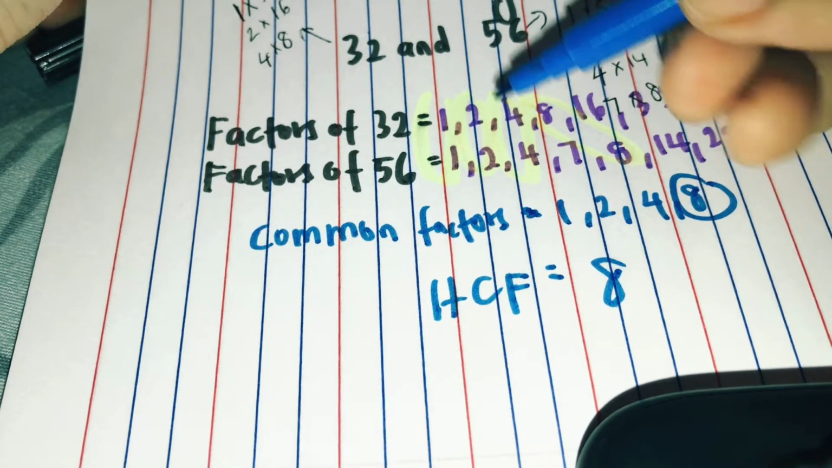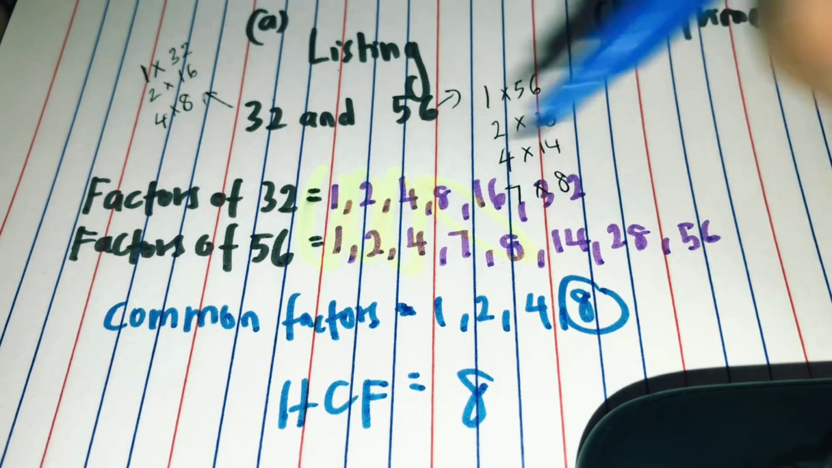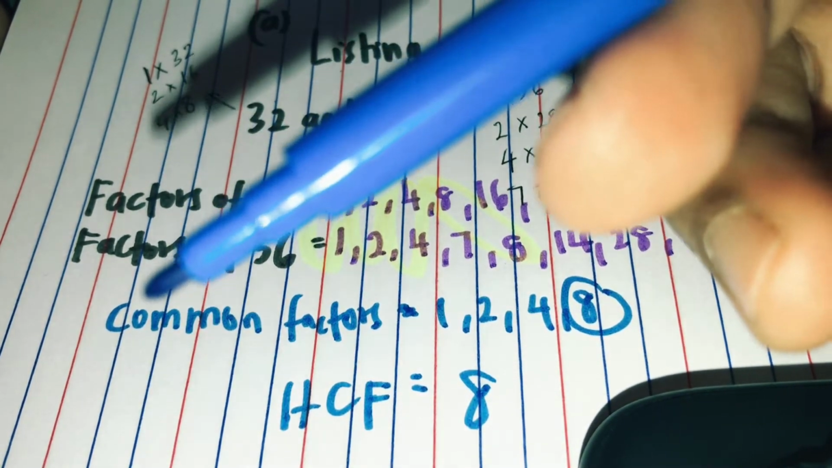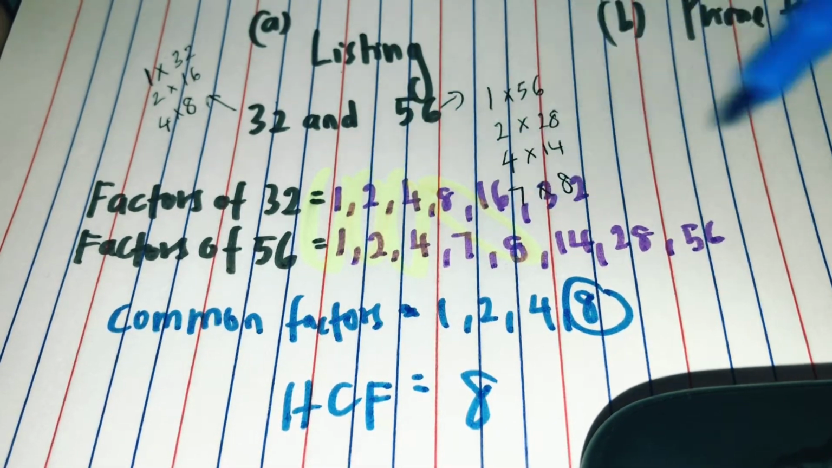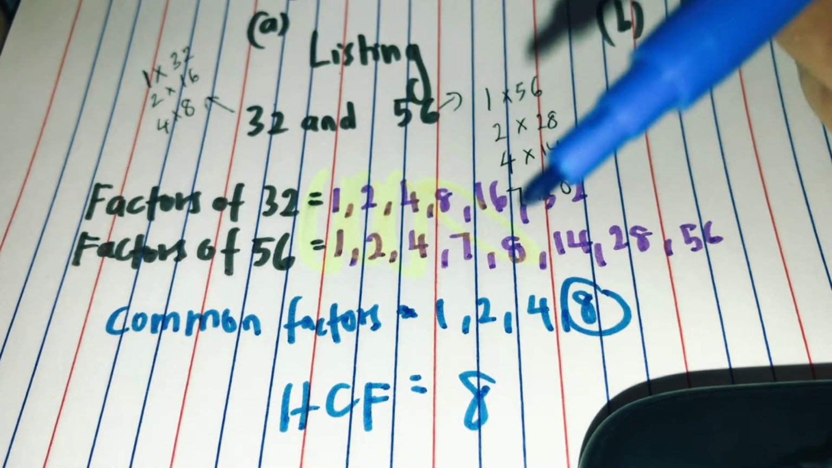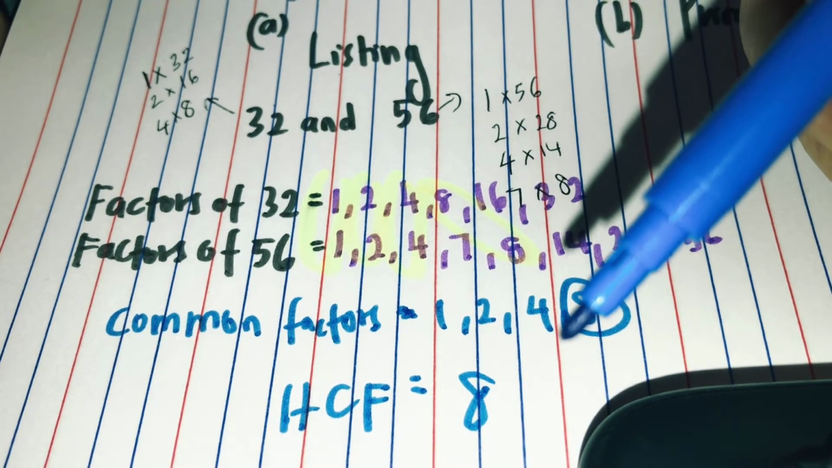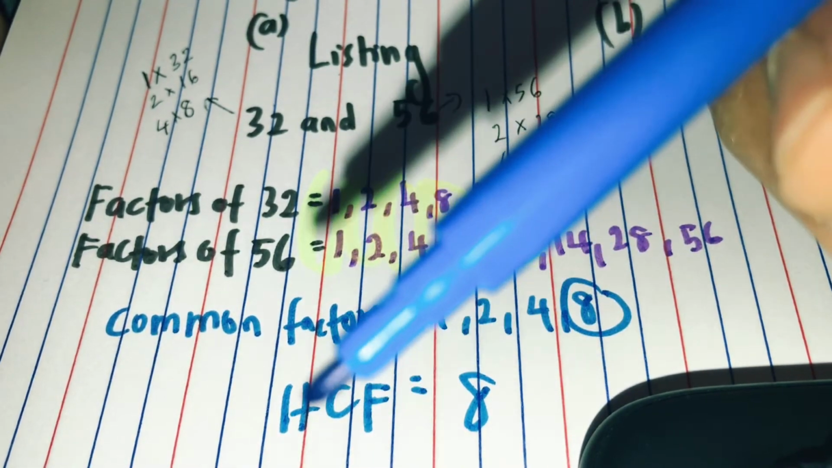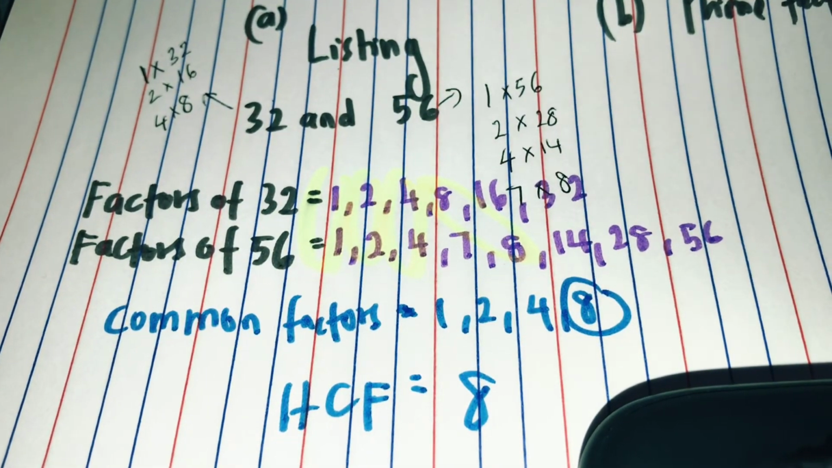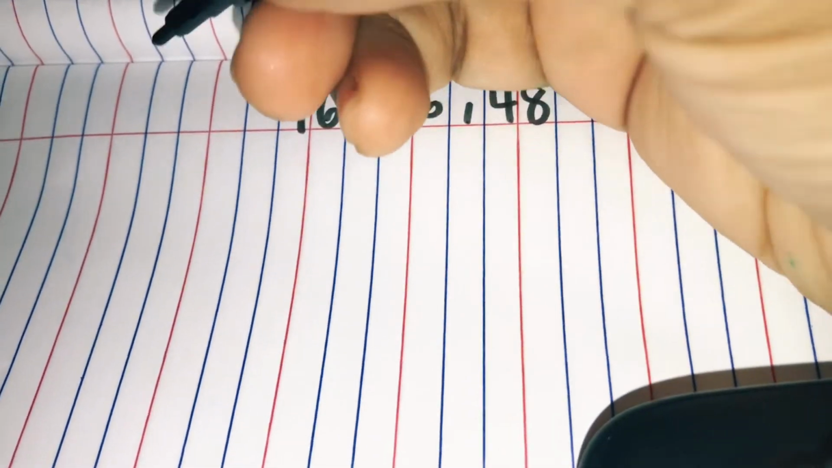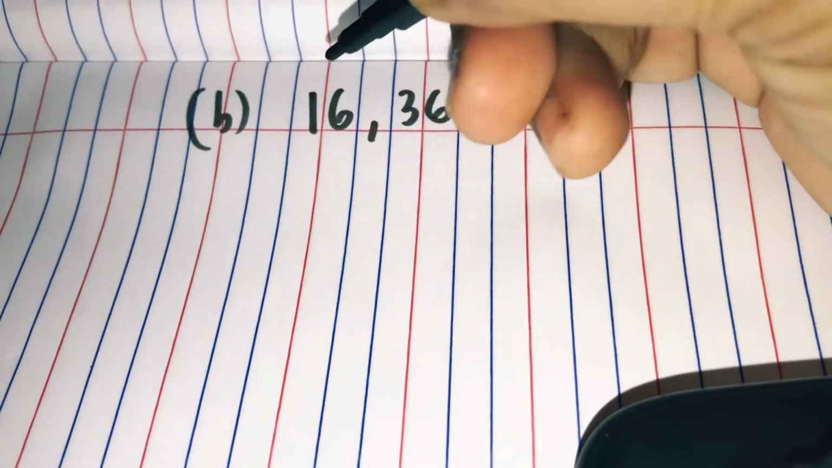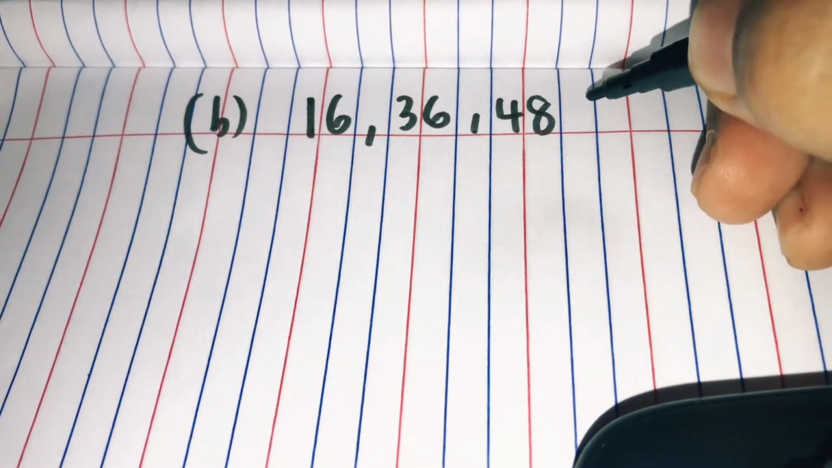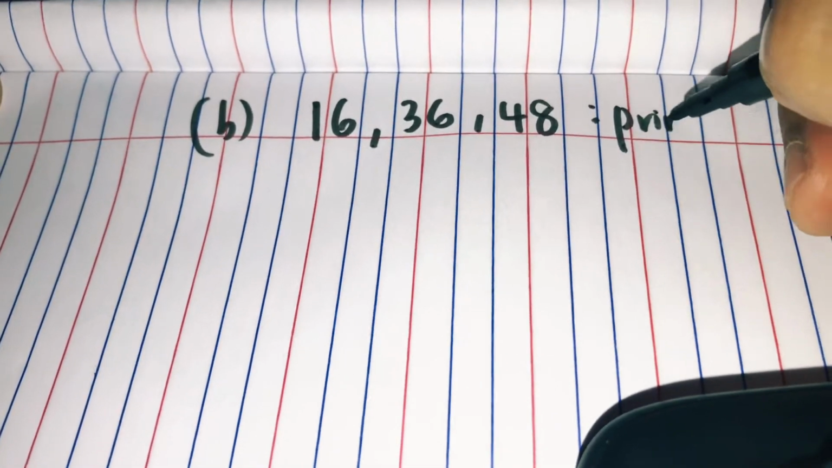So this one is the listing method. The listing method means you list the factors and then identify the common factors. After that, the biggest number from the common factors we call the highest common factor, HCF. Okay, next question B: 16, 36 and 48, must use the prime factorization method.